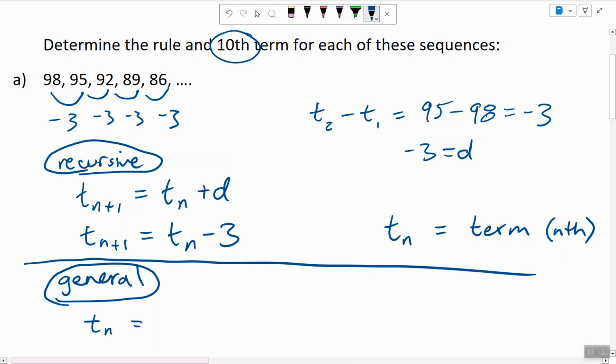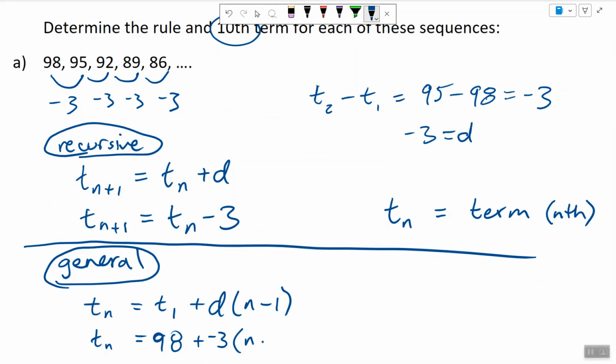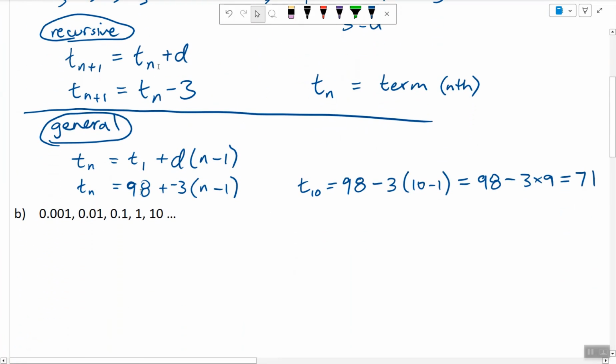Term n is the first term plus n minus 1 times d. Okay, just for you ladies, the d is at the front. The nth one is the first term, which is 98, plus the d, which is -3, times n minus 1. So that's the general rule. So we can just substitute in n equals 10, and that will give us the answer for the question. 71.